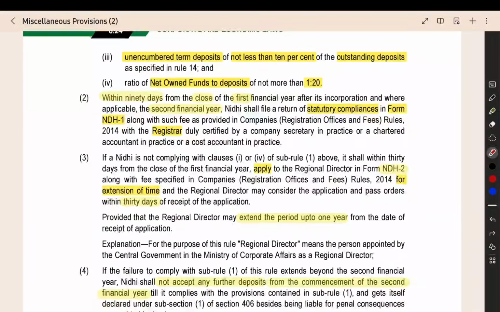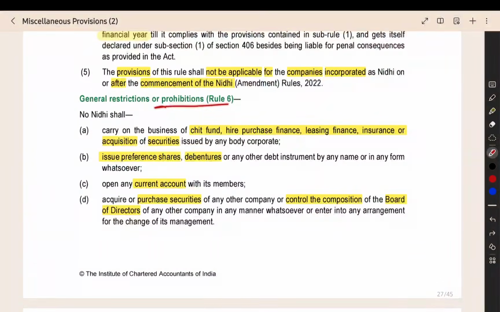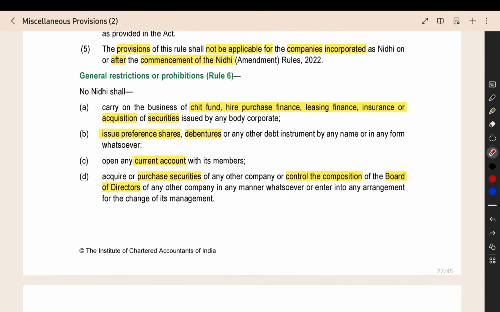Here we are having something I will tell you at the last. Now, restriction or prohibition. What are all the prohibited businesses for the Nidhi company? Chit fund you cannot do, hire purchase finance you cannot do, leasing finance, insurance, acquisition of securities. You cannot buy the securities of the body corporate or company. Then you cannot issue preference share, you cannot issue debenture. In any form, you cannot issue any loan instrument.